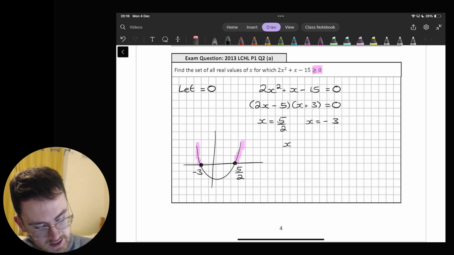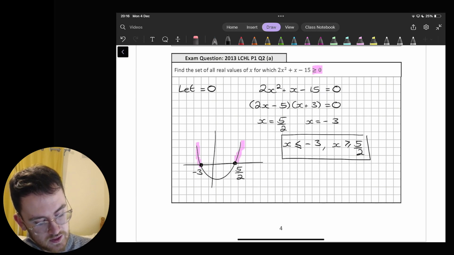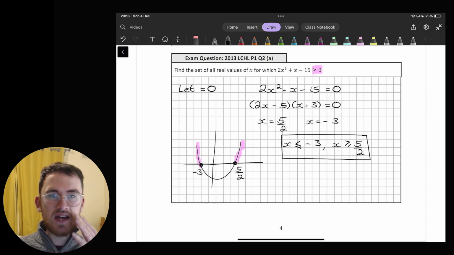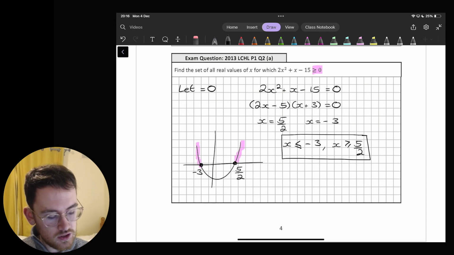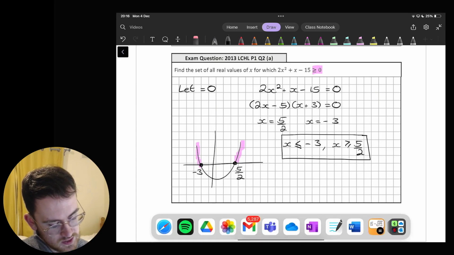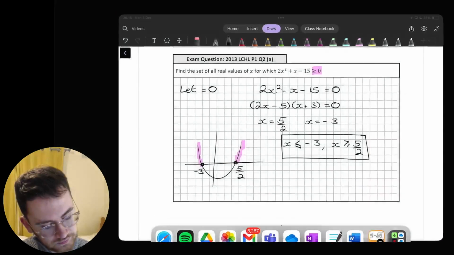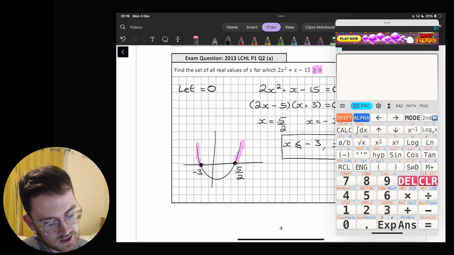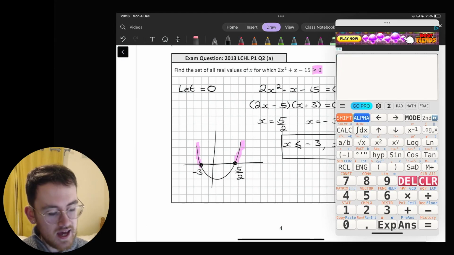So x is less than or equal to -3, and x is greater than or equal to 5/2, as my two answers there. Okay, and if you're unsure, it can sometimes be helpful to try out a different value. So if you wanted to, you could pick a value within your solution set there. So say I take my graph 2x squared plus x minus 15. I look at my solution set.